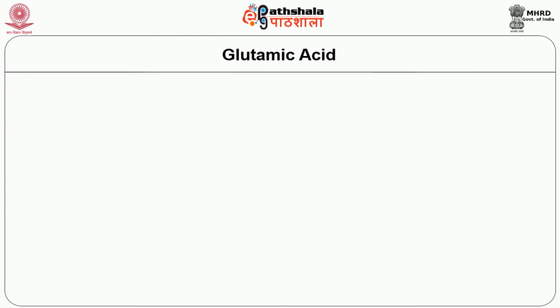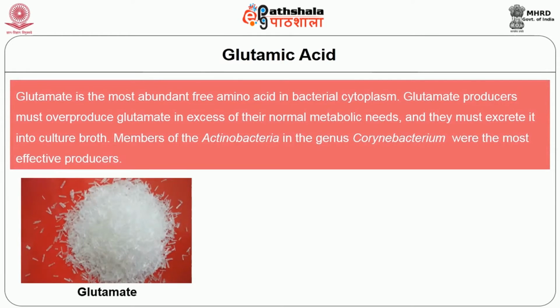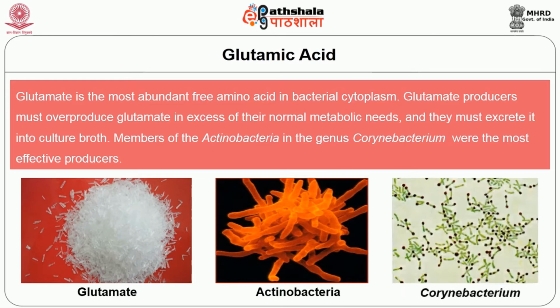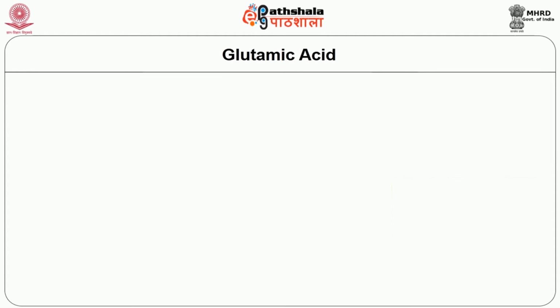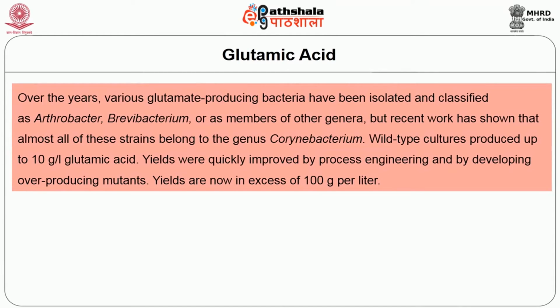Now, we shall look into the amino acid glutamic acid. Glutamate is the most abundant free amino acid in bacterial cytoplasm. Glutamate producers must overproduce glutamate in excess of their normal metabolic needs, and they must excrete it into culture broth. Members of the actinobacteria, the genus Corynebacterium, were the most effective producers. Over the years, various glutamate producing bacteria have been isolated and classified as Arthrobacter, Brevibacterium, or as members of other genera, but recent work has shown that almost all of these strains belong to the genus Corynebacterium.